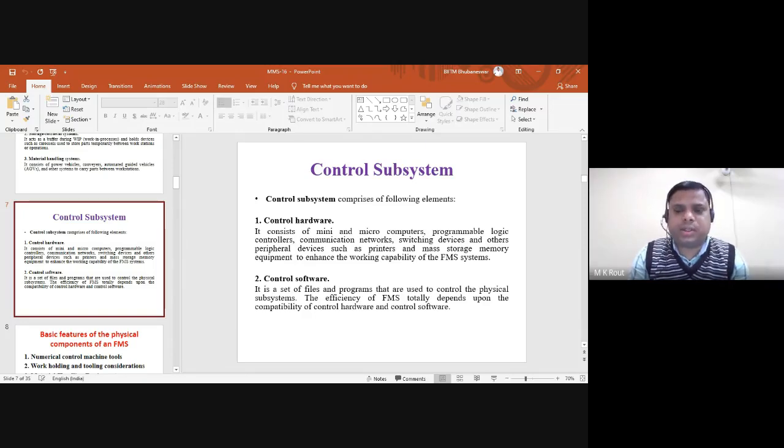Switching devices are used for switching those particular machines on and off, and there are other peripheral devices such as printers, mass storage memories, and equipment to enhance work capability in flexible manufacturing systems.